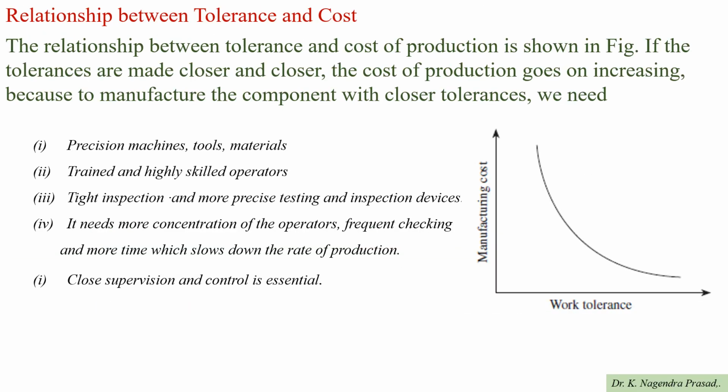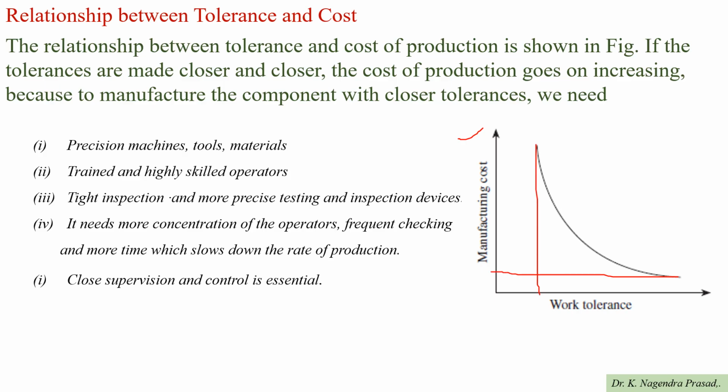So next we look at the relationship between tolerance and machining cost. The relationship between the tolerance and the cost of production is as shown in the figure. Observe that a close tolerance zone has a higher machining cost, and a larger tolerance zone has a lower machining cost.